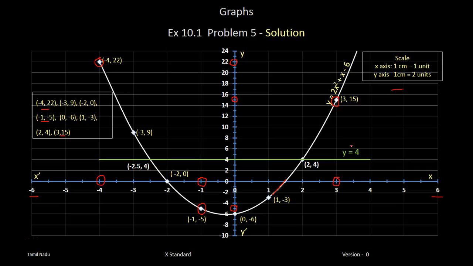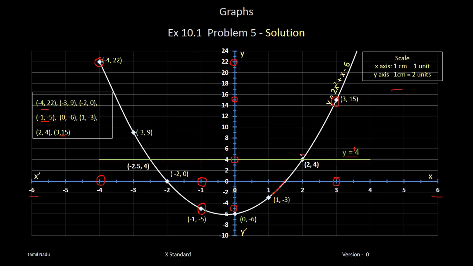Next, we'll have to draw the graph of y equal to 4. What is y equal to 4? It's a straight line at a distance of 4 units from the x-axis, 4 units above because it's plus 4. So 0 to 4, this is a point. You have to draw a line parallel to the x-axis at a distance of 4 units. So draw this straight line parallel. This is y equal to 4.